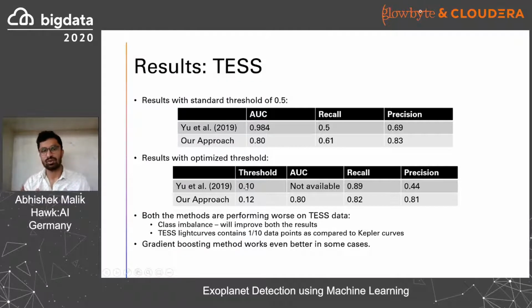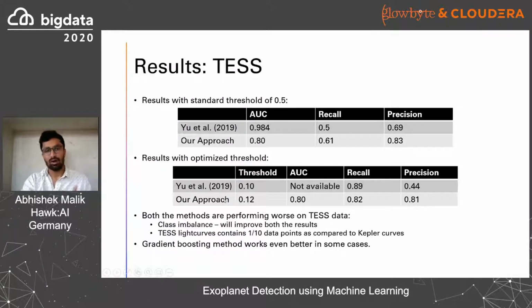The best threshold was 0.1, and we do not have the AUC for this. The recall was a lot higher, 0.89. On the other hand, the precision is super low. It's 0.44. That means that 56% of the cases found by the model are not planet signals. That means more than half of the cases will not be planets, which is not the best scenario for us.